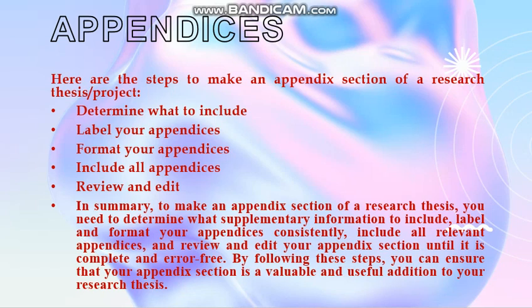In summary, to make an appendix section of a research thesis, you need to determine what supplementary information to include, label and format your appendices consistently, include all relevant appendices, and review and edit your appendix section until it is complete and error-free. By following these steps, you can ensure that your appendix section is a valuable and useful addition to your research thesis.